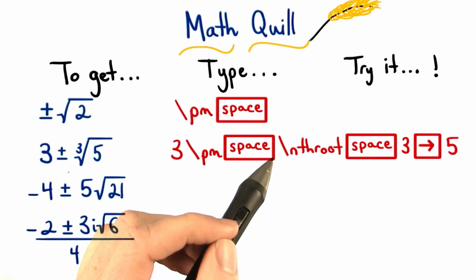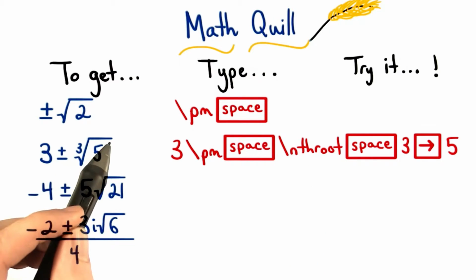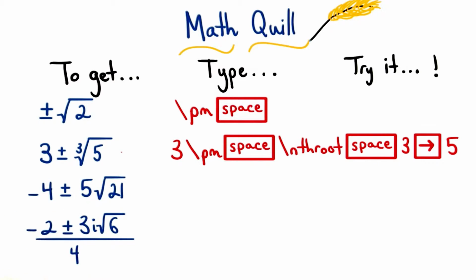For the second one, you need to type in the nth root and a space. This will create this radical symbol. Your cursor bar will appear here, and you'll need to hit the right arrow key and then type in 5 to get what's underneath the radical.